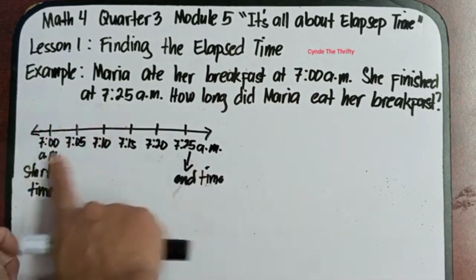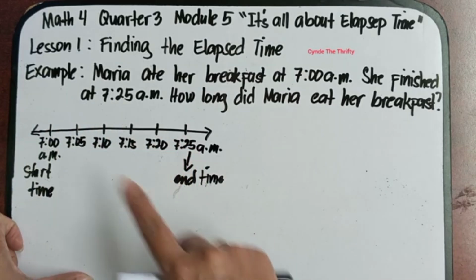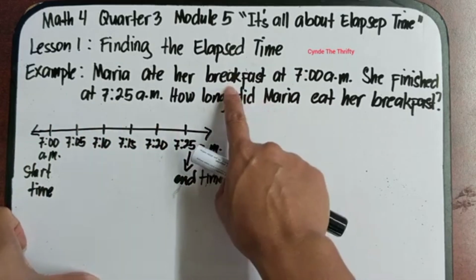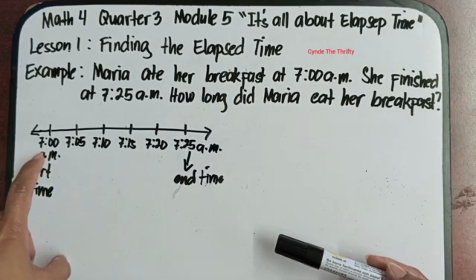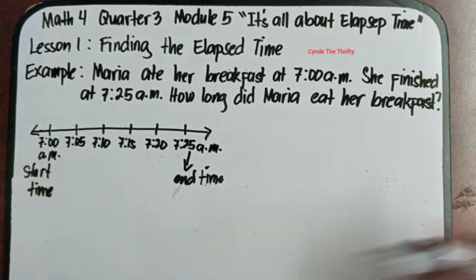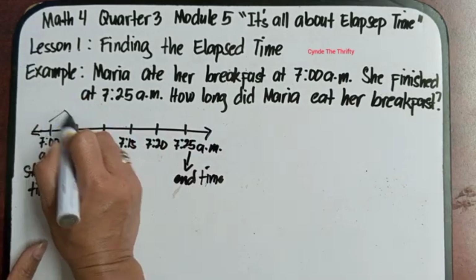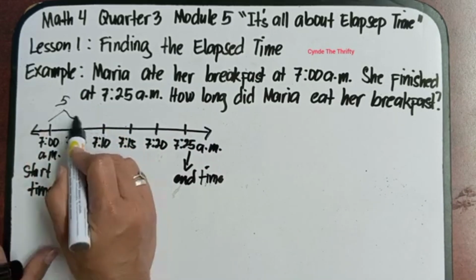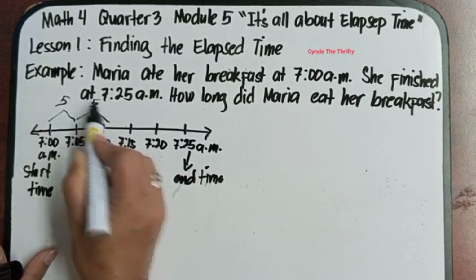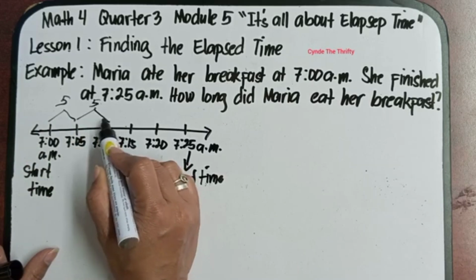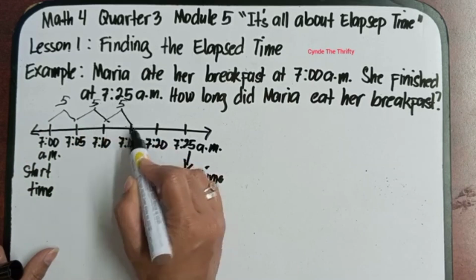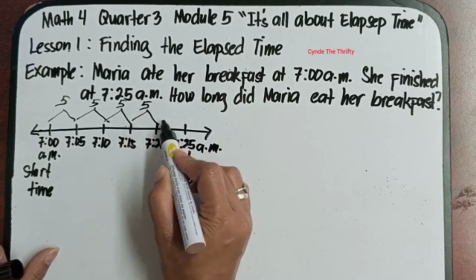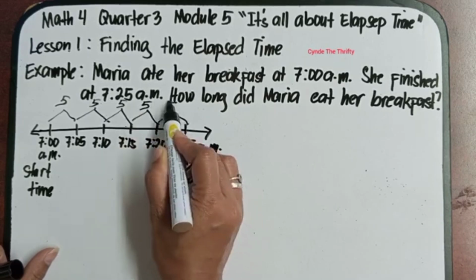So, ngayon gagamitin natin ng number line para ma-solve natin kung ilang minutes ba ang na-take ni Maria sa pagkain ng kanyang breakfast. So, from 7 a.m. to 7:05, meron tayo ditong 5 minutes. And then, 7:05 to 7:10, meron tayo ditong 5 minutes. 7:10 to 7:15, another 5. 7:15 to 7:20, another 5. And then, 7:20 to 7:25 is another 5.